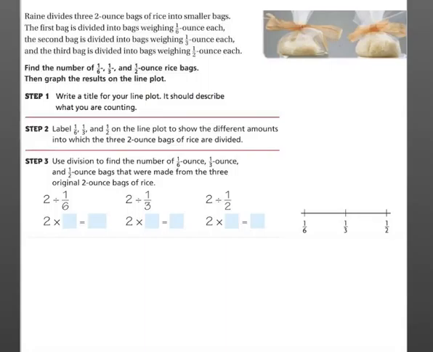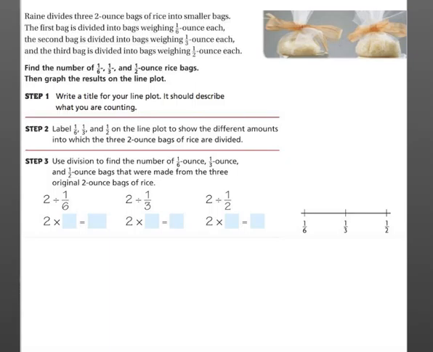So let's look at another problem and a line plot. This is another type of problem that you would need to solve with a line plot. So Rain divides 3 2-ounce bags of rice into smaller bags. The first bag is divided into bags weighing 1/6 ounce each. The second bag is divided into bags weighing 1/3 ounce each. And the third bag is divided into bags weighing 1/2 ounce each. Find the number of 1/6, 1/3, and 1/2 ounce rice bags, then graph the results.